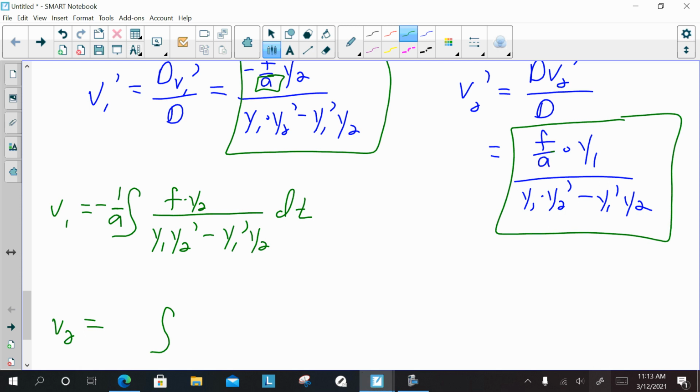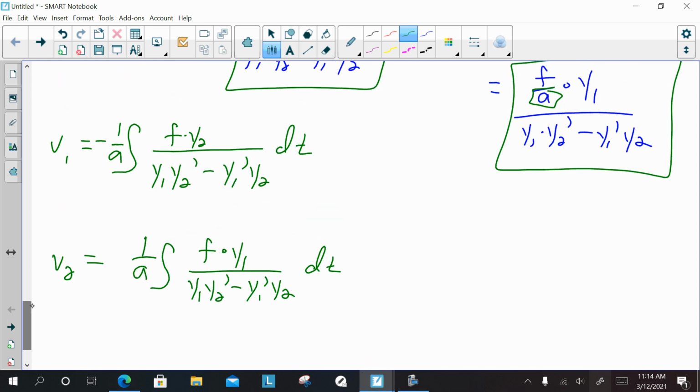We're going to pull the a out front. So we're going to have 1 over a out front. And when we integrate, we have f times y1 on top, y1, y2 prime minus y1 prime, y2 on bottom. And we're going to integrate that with respect to our independent variable. Could be t, could be x, could be whatever.